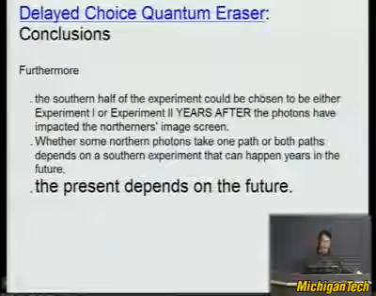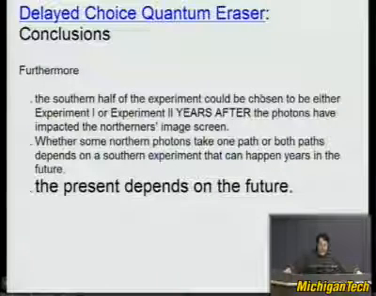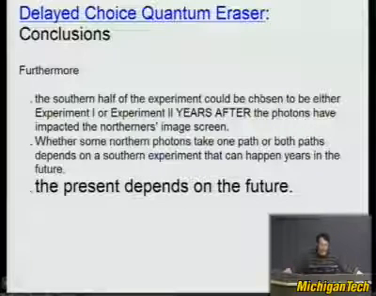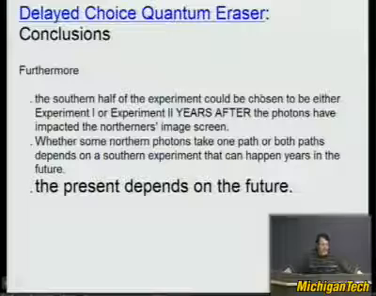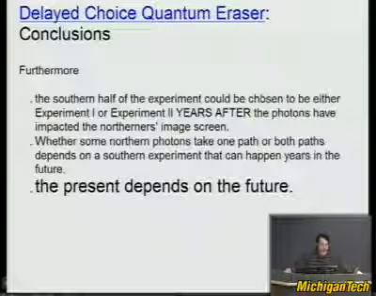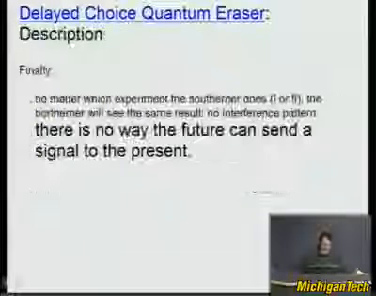And here it gets weirder. Furthermore, the southern half of the experiment could have been chosen to be either experiment 1 or experiment 2 years after the photons have impacted the northerner's image screen. Whether some northern photons take one path or both paths depends on the southern experiment that can happen years in the future. The present depends on the future. Whether the northern photons take one path or both paths depends on an experiment in the south that hasn't been done yet. Got it? Got some laughter here. This is quantum mechanics.